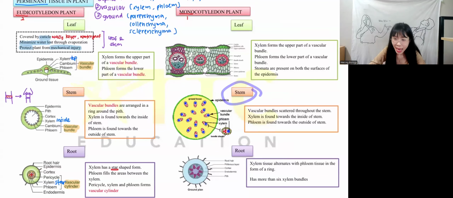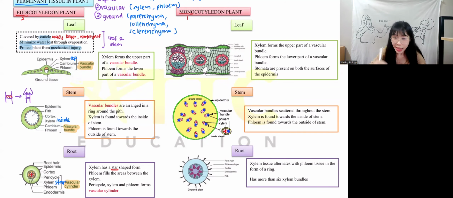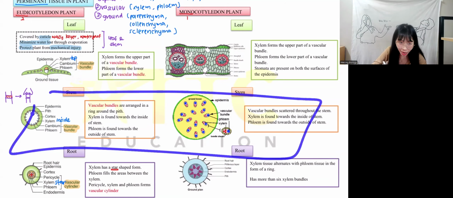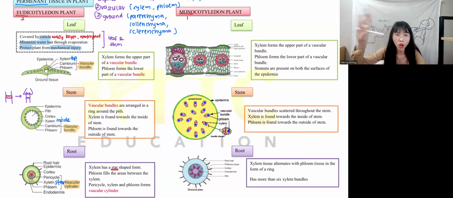Stem. Is the xylem inside or outside in the stem? Okay, inside, correct? The red color one, the xylem, is inside. The blue color is the phloem. The difference between these two stems is that one forms a ring pattern. This one is scattered throughout. Scattered means all over. They are all over and very messy, but the xylem is still inside, the phloem is still outside.